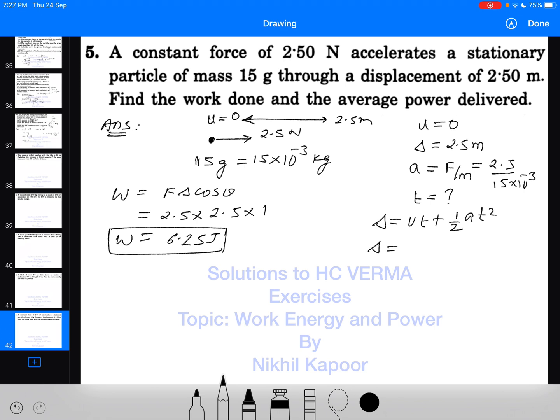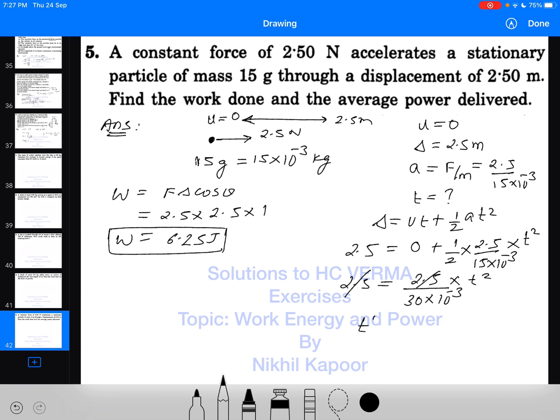So s would be equal to, the initial velocity is 0, so this term becomes 0, half acceleration 2.5 upon 15 into 10 to the power minus 3 into t square, we need to find t. Here the value of displacement is known to us, which is 2.5 meter. So 2.5 is equal to 2.5 upon 2 into 15, that is 30, into 10 to the power minus 3 into t square. This 2.5 and this 2.5 get cancelled, so t square comes out to be 30 into 10 to the power minus 3. So t square will be equal to 3 into 10 to the power minus 2.